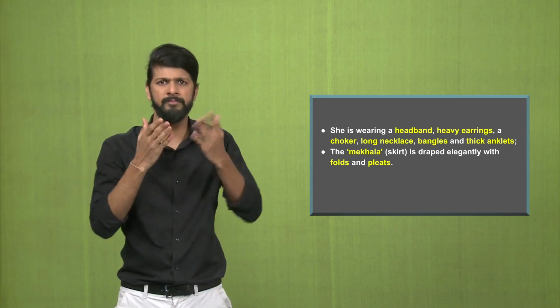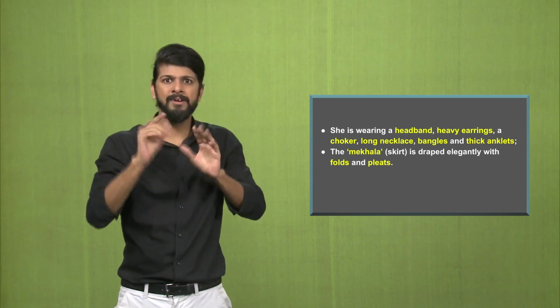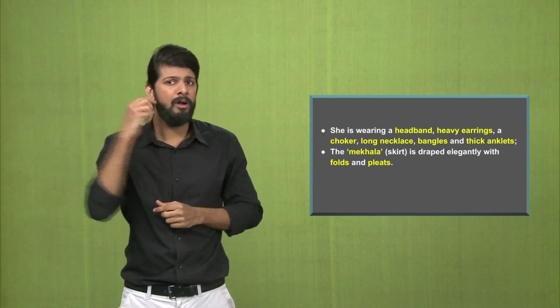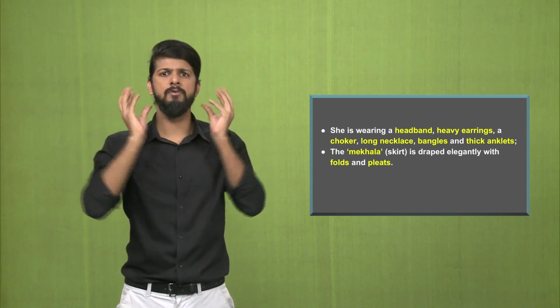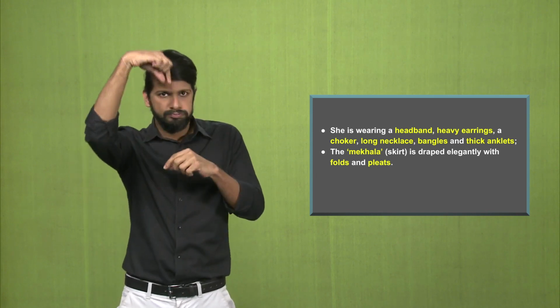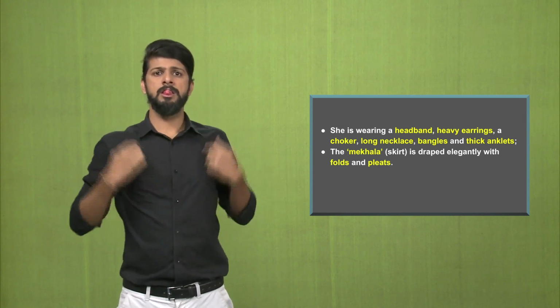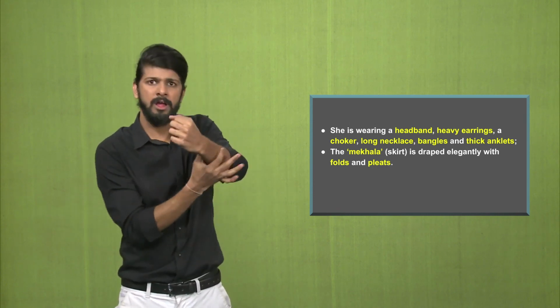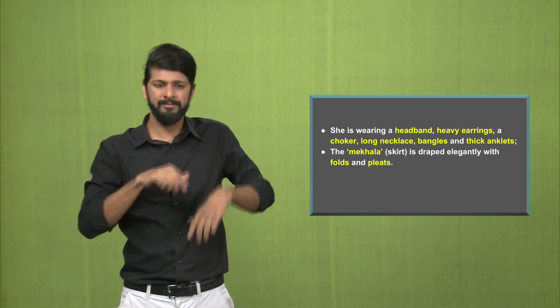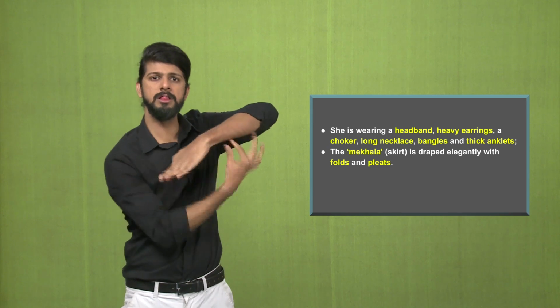The sculpture is shown wearing a headband, a choker, heavy earrings. You would see a very prominent choker also in the middle of the forehead, a very long necklace, bangles, as well as thick anklets.